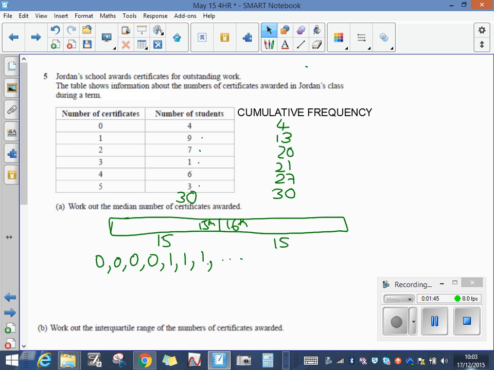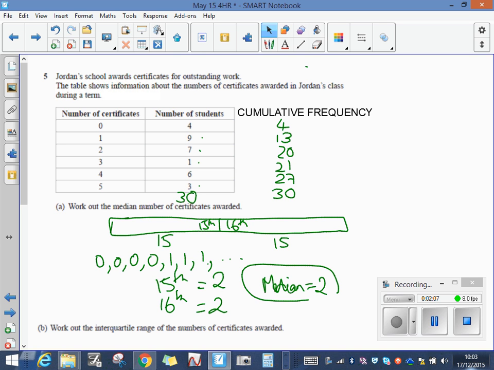Now we are looking for how many certificates the 15th student got, and the 16th student. If we have a look, the first 13 students all got 0 or 1. But from the 14th to the 20th, they all got 2. So the 15th student got 2, the 16th student got 2. The median is actually going to be 2.